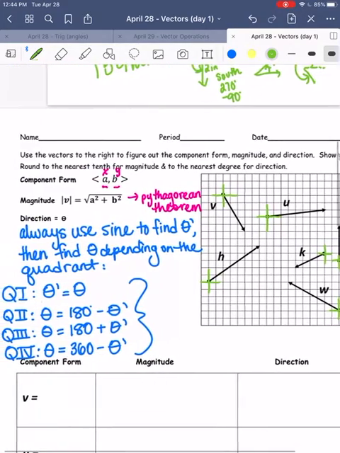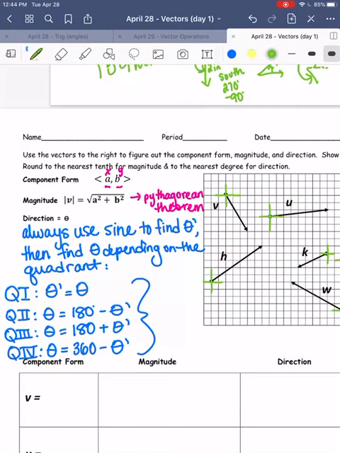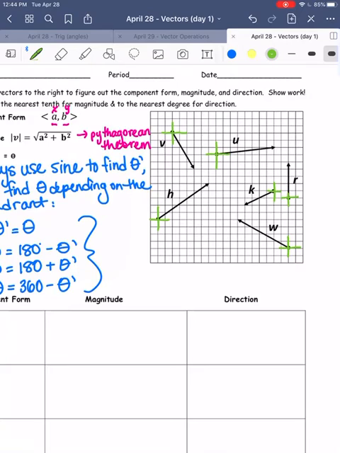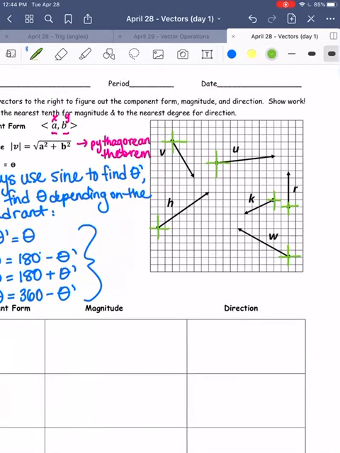Okay, so let's start with component form. Component form looks like pointy parentheses, and it's basically your X direction and then your Y direction. Okay, I'm going to start with U, and then I'm going to go to V. I think you'll see why in just a minute. So I'm going to start with U, and my component form means I want to figure out how far it goes to the right and up. In this case, it does go right and up, but it might go left and down or left and up. It depends on what quadrant it's in.